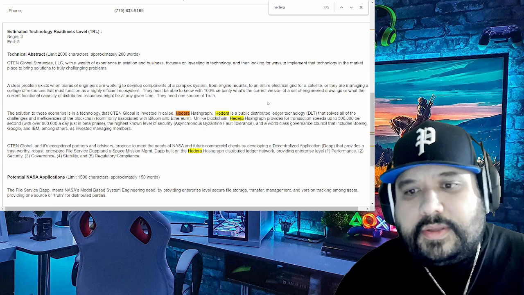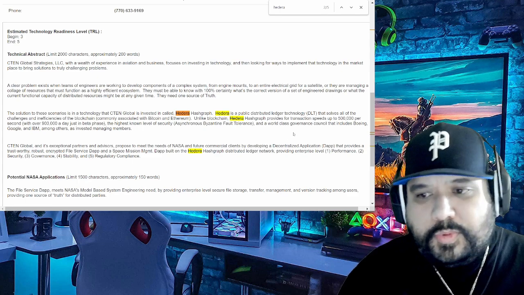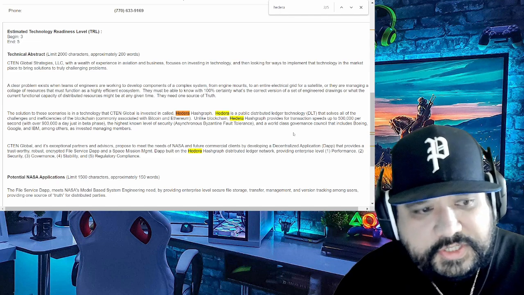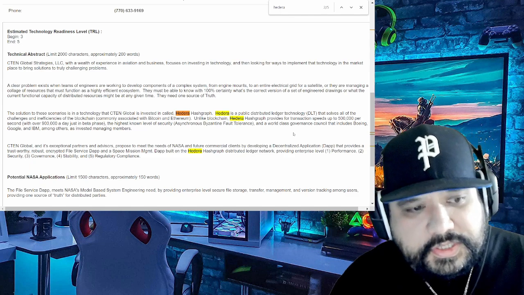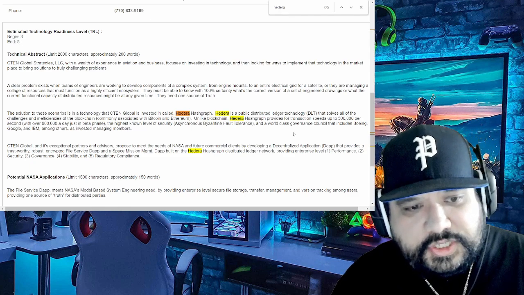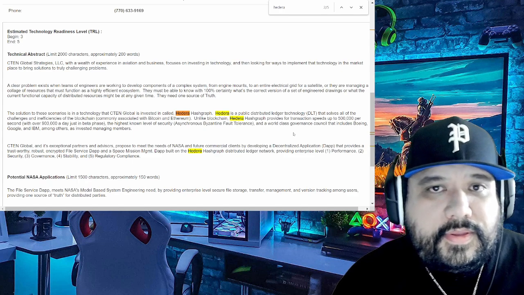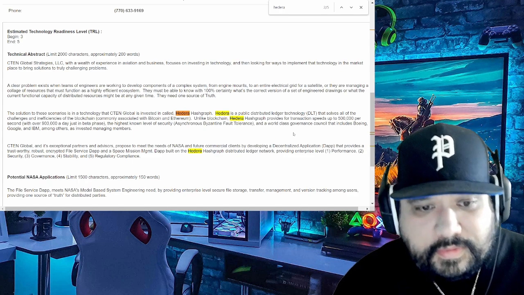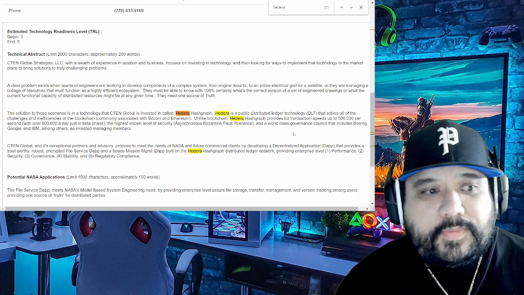Hedera is a public distributed ledger technology, DLT. Yes, we outlined that at the beginning. That solves all of the challenges. Guys, this is not my words. Think about who's writing this. Challenges and inefficiencies of the blockchain commonly associated with Bitcoin and Ethereum. Thank you. If you're a Bitcoin maxi, you may want to understand that, because if anything, think about it.